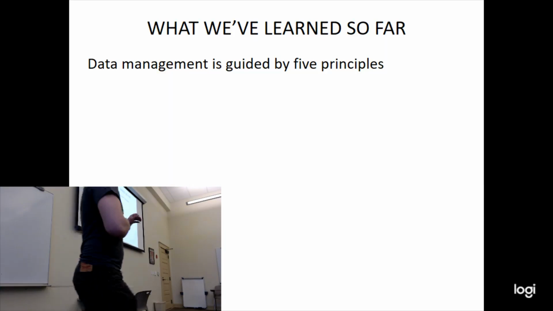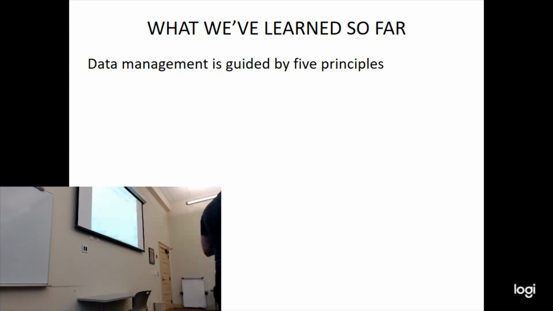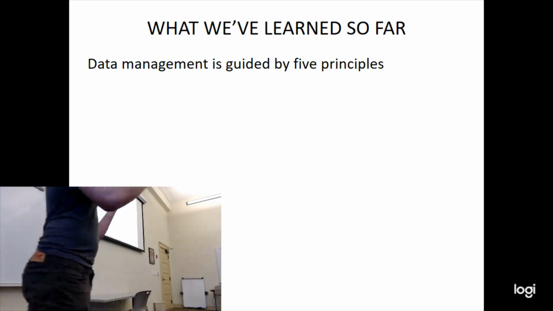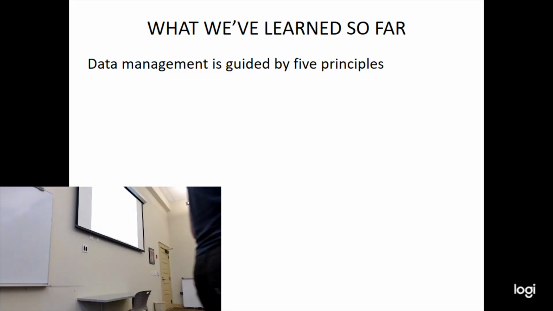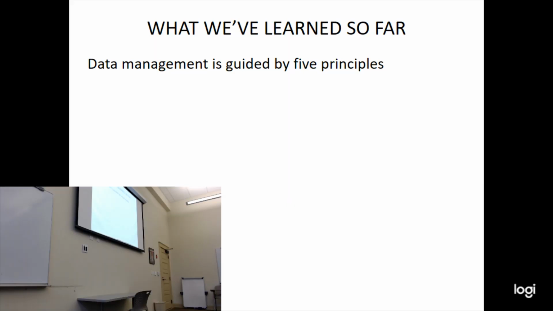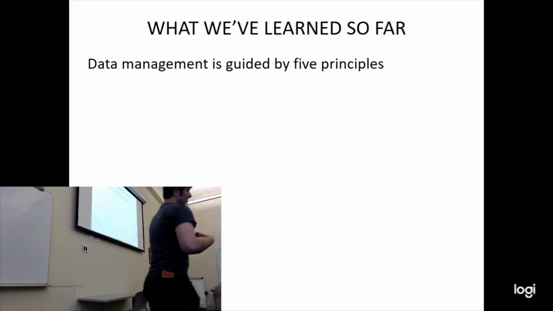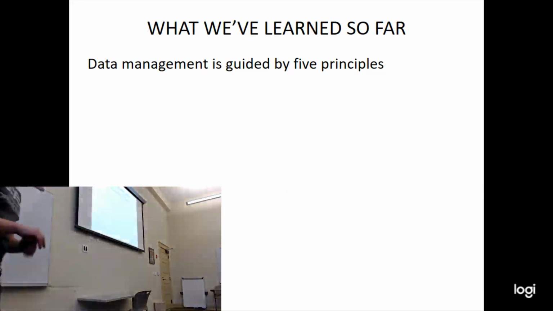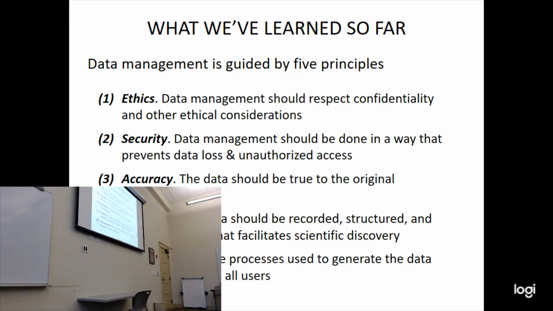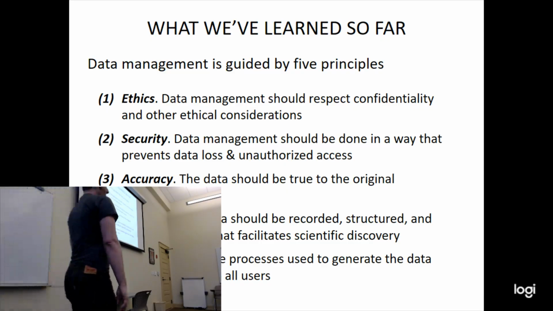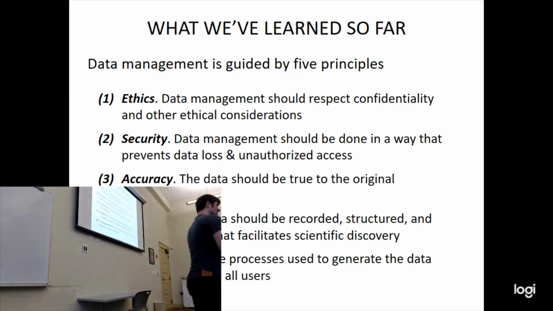So just a brief overview of what we were covering before spring break. First big picture idea is that this thing called data management, that's all the processes that go into how you curate your observations, how you make them useful for analysis, is guided by 5 big picture principles. The first of these is ethics. So making sure that, especially if you're dealing with human subjects data, making sure to keep those data confidential.